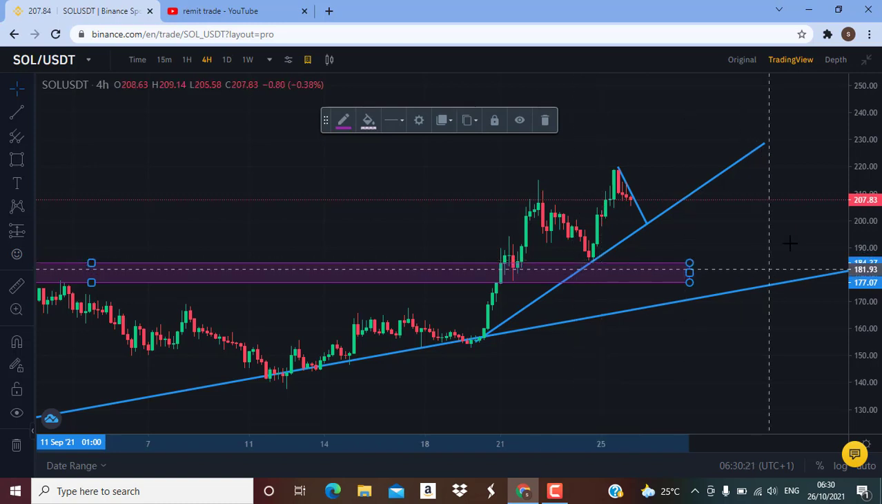Inasmuch as we see the price of Sol at the moment at $207, this is still low in my opinion. It's going to explode in the next coming days, maybe probably before the end of this year. I am expecting Sol to do about $500 for one Sol. So ensure you get some Sol in your portfolio right now.